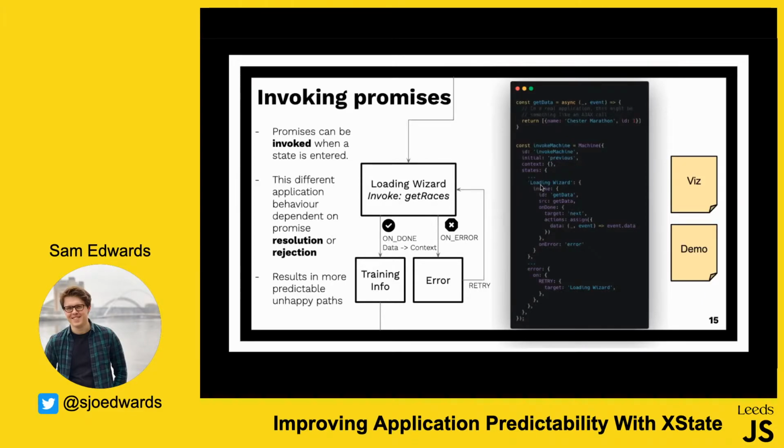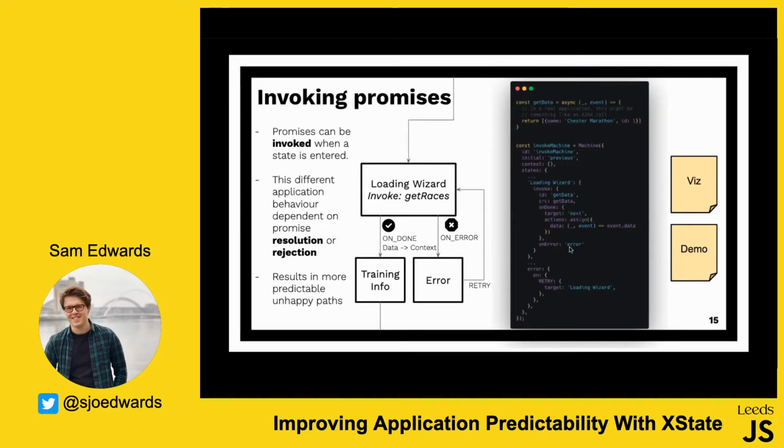So you can see here that I've landed myself in an initial state. Sorry, it goes to the loading wizard here, and then we're invoking this get data function. Now, if this get data function succeeds, then it takes the data and calls assign. What that's going to do is take the data and put it in the context, which you can think of as a store for your application. But if it fails, it's going to say, don't go to the next stage in your state machine, in your happy path, go to error.